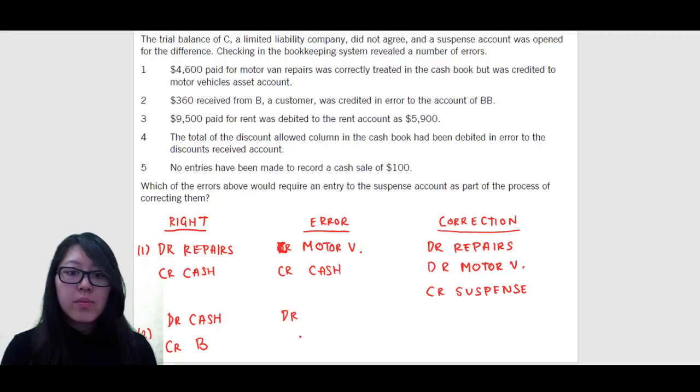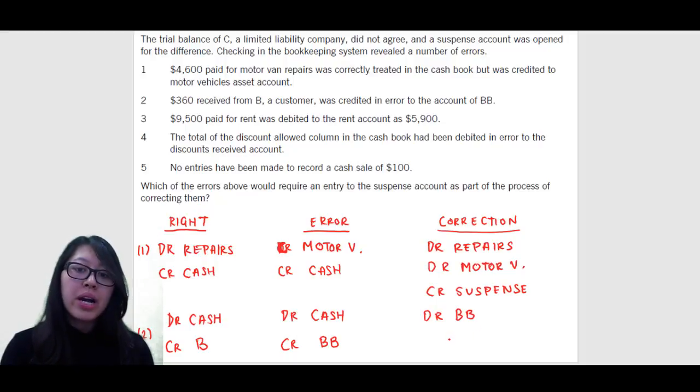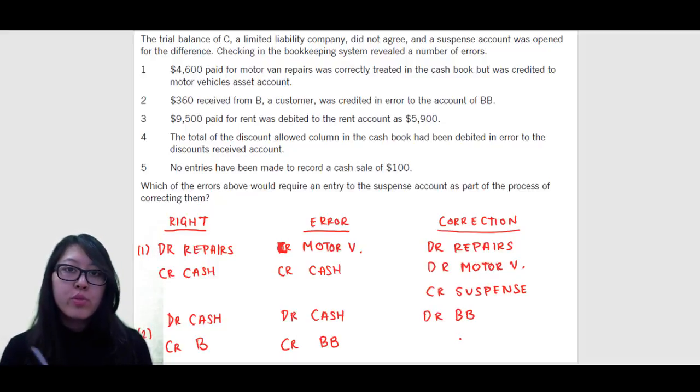Okay. But the error was we still received cash. There's no sign that cash was wrongly adjusted, so we're going to follow the right double entry, but it was credited in error to BB's account. Okay, so BB was reduced by 360, but B's account was not reduced by 360. So how are we going to fix this? We need to add back BB's account. Okay, BB still owes us that 360, so we should not have reduced BB's account. So we're going to add back by debiting BB's account. So we're going to need to debit BB's account by $360 to remove the error completely. But then, at the same time, credit B's account by $360 to reduce his balance.